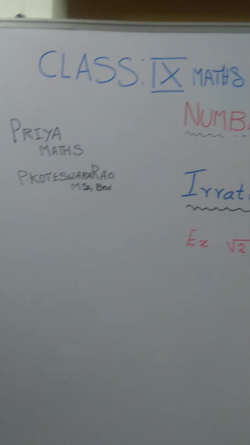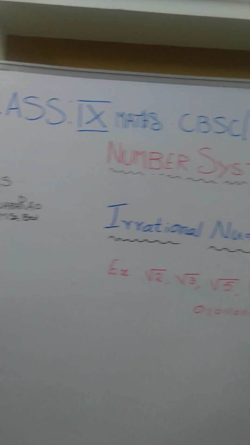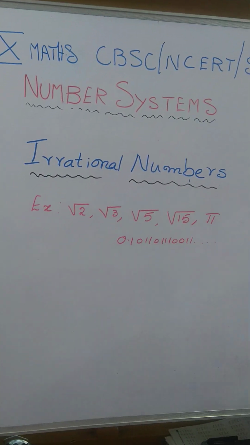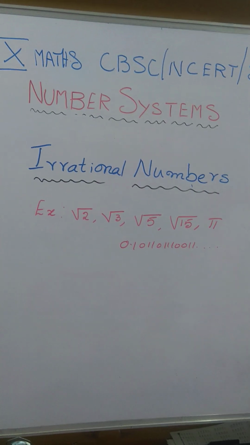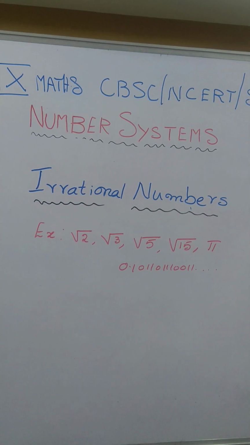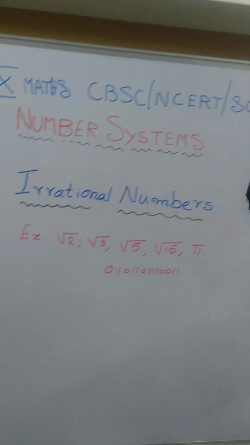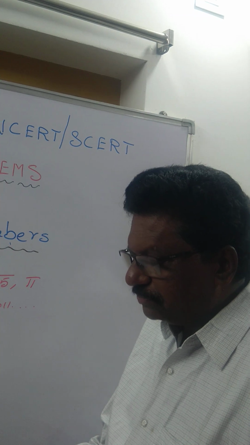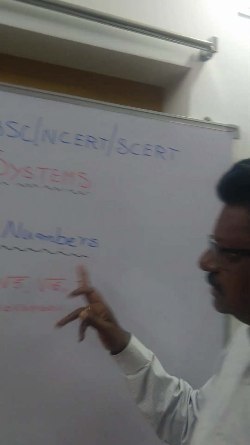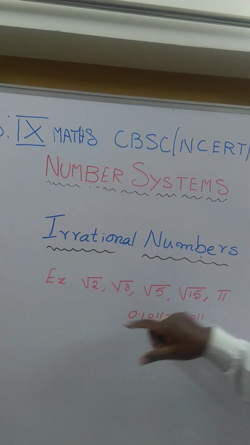Today we are going to discuss the number systems in the part of irrational numbers. Already I have finished the 1.1 exercise. Next we are going to discuss irrational numbers in the textbook. These are irrational number examples.